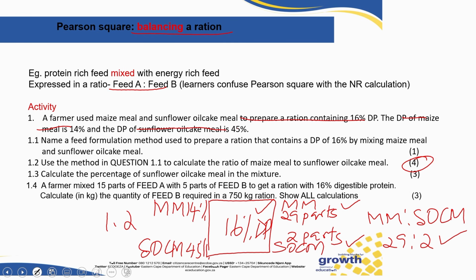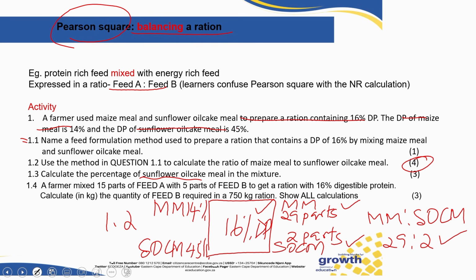And then number 1, we skipped number 1. Name the feed formulation method used to prepare a ration that contains a DP of 16% by mixing maize meal and sunflower oil cake meal. The formulation is a Pearson square method. And then number 3, calculate the percentage of sunflower oil cake meal.